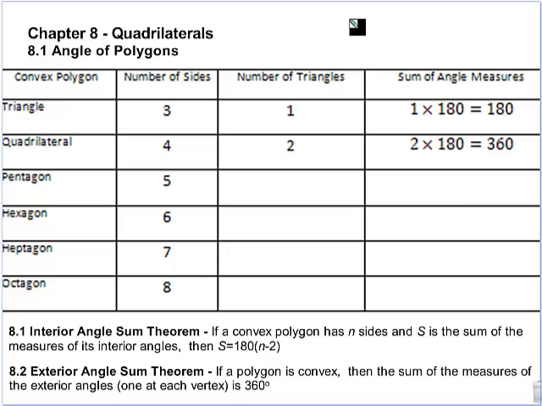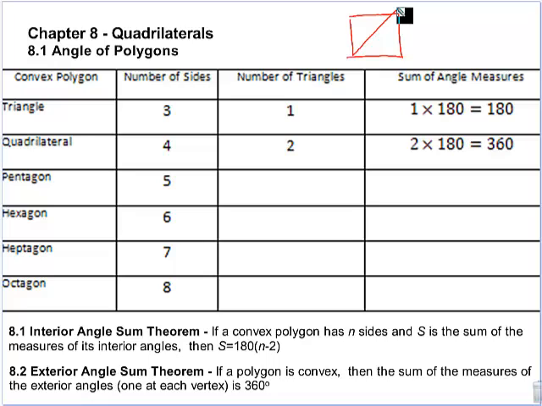Okay? So there's 180 degrees in a triangle. There's one triangle, so 1 times 180 is 180. In a quadrilateral, we can break this up into 2 triangles by just drawing a diagonal in. And now see that we have 2 triangles. Each triangle has 180 degrees, so 2 times 180 is 360. And that's all you do for all of them? That's what we're doing right now, yes.